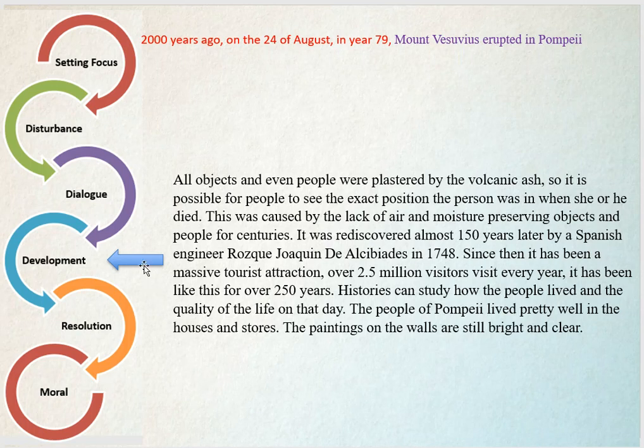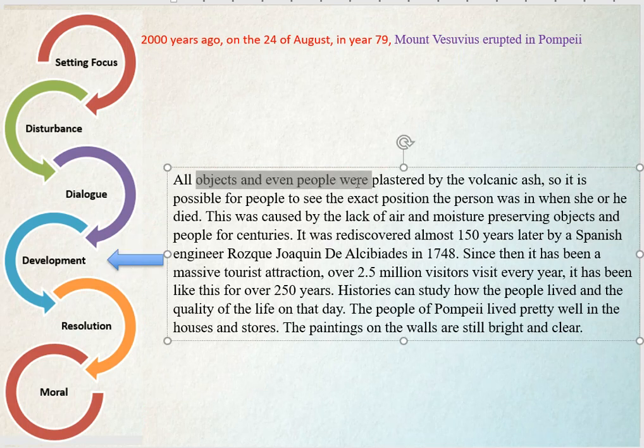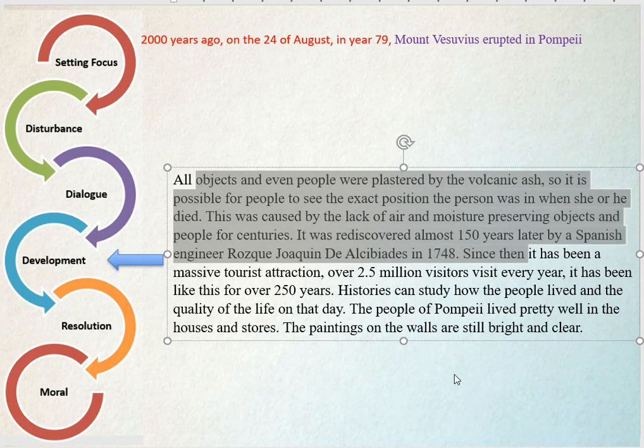So let me summarize again. We said what happened. We actually set the focus, then explained what the problem was, why we're telling the story, gave the voices, and now we actually describe, right? We're describing a bit more of the facts. So all objects, even people, were plastered by the volcanic ash and so on. I didn't suggest for my friend to make any changes here. It was just a description, right?